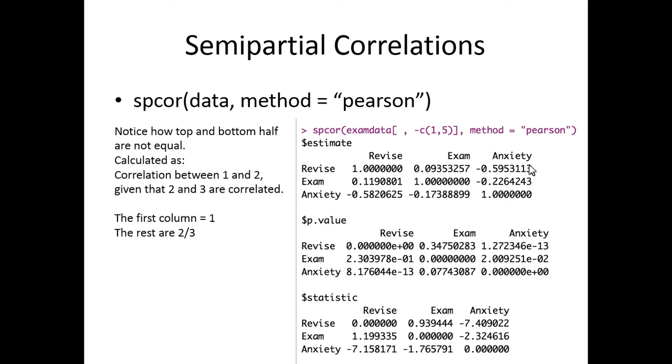So it is never given that the first one is correlated with these two. This one would be exam and revisions, given that anxiety and revisions are correlated, and exam and anxiety, given that anxiety and revisions are correlated. Does that kind of make sense? That's the hardest part about this, figuring out which one it's controlling for. The first one is correlated with the second one, and the second and the third are being controlled for. So the columns are being controlled for, and the rows are always number one.